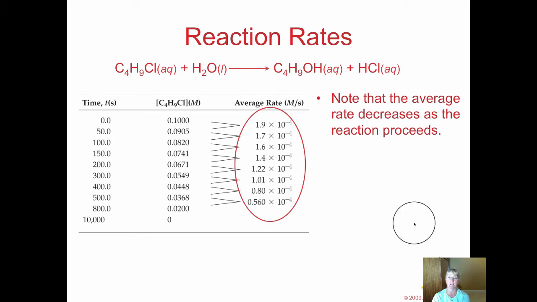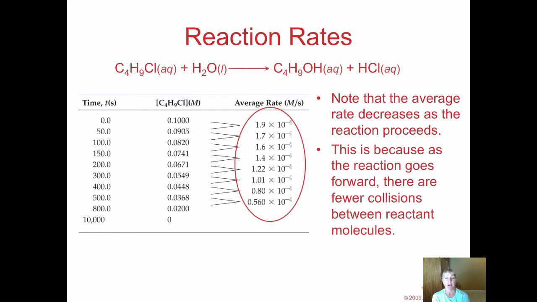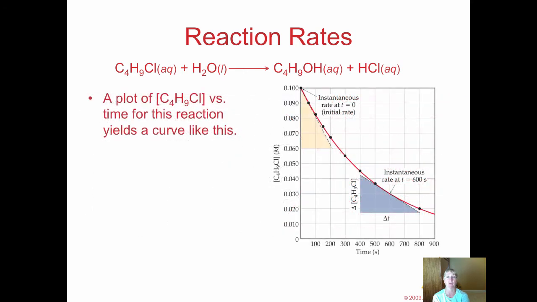The rate unit in this particular problem is measured in molarity per second. We'll look at various rate units in a moment, but the reason that the rate slows down is because you're consuming those reactants. So there's fewer collisions, and therefore the rate will go slower and slower because they're being turned into the butyl alcohol. So if you were to plot that, you get a curvy line.